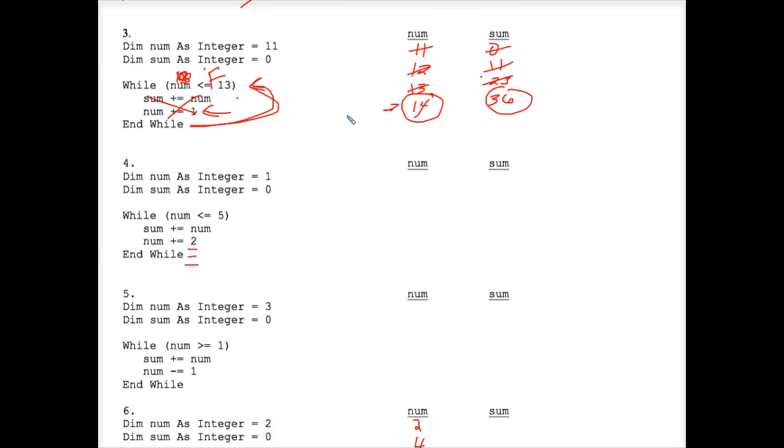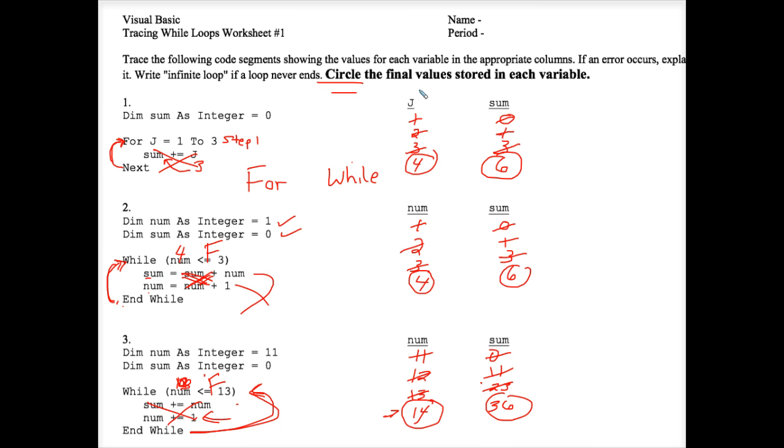Circle your final answers, and notice that the directions also tell you that if an error occurs in any one of these questions, you are responsible for writing error and then trying to explain it in words. If an infinite loop occurs on any worksheet like this, just write infinite loop as your answer.